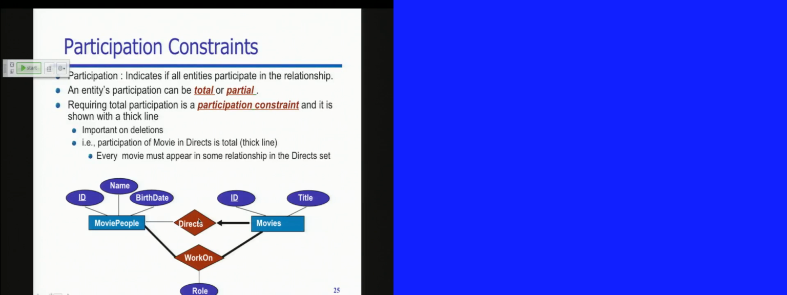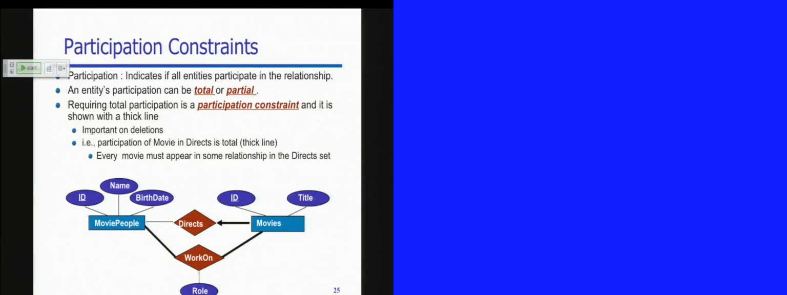Question? If you're a director and you directed some movie, are you considered to have worked on that movie? And if yes, what's the role? Is it director? Can you repeat that? If you are a director and you directed a movie, are you considered to also have worked on the movie? Right. So the question is, if you have directed a movie, does that mean you have worked on the movie? That depends on how you are going to design this database.